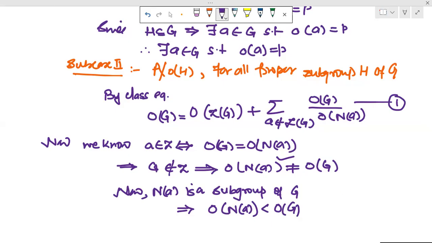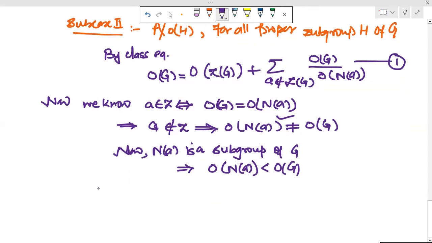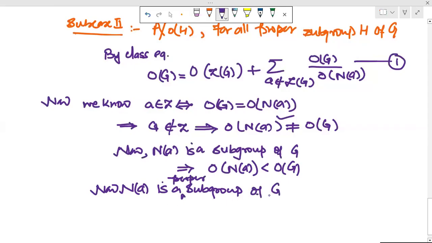Now, what is N(A)? N(A) is a subgroup, actually a proper subgroup of G. If N(A) is a proper subgroup of G, this means that P does not divide the order of N(A), because we have taken the case where P does not divide the order of H for all proper subgroups. Any proper subgroup, its order will not be divided by P. So N(A) is also a proper subgroup, which means P is not dividing its order.